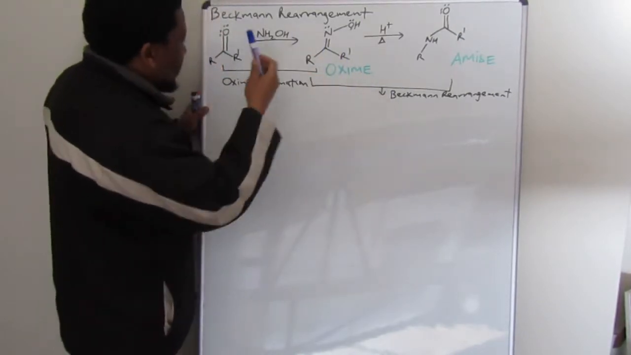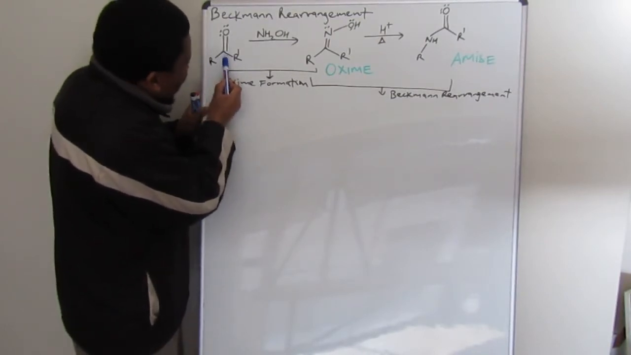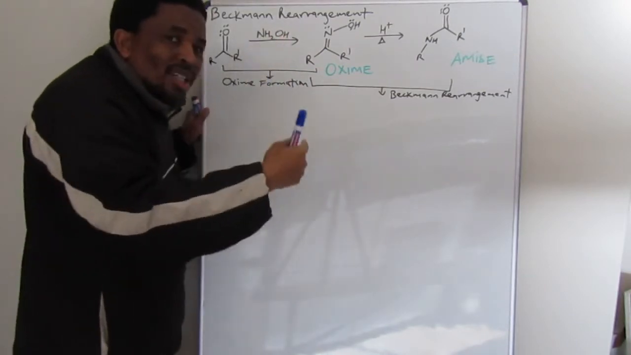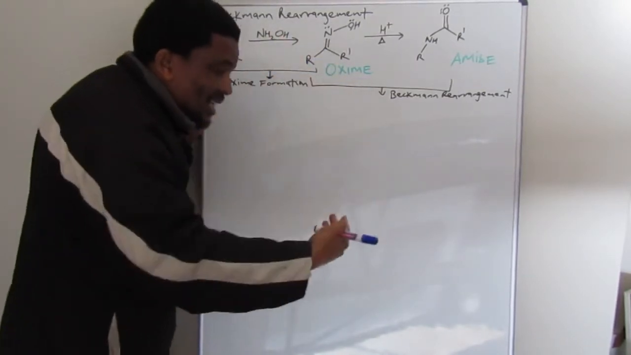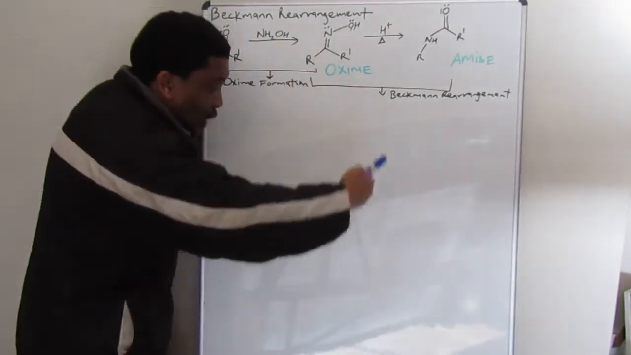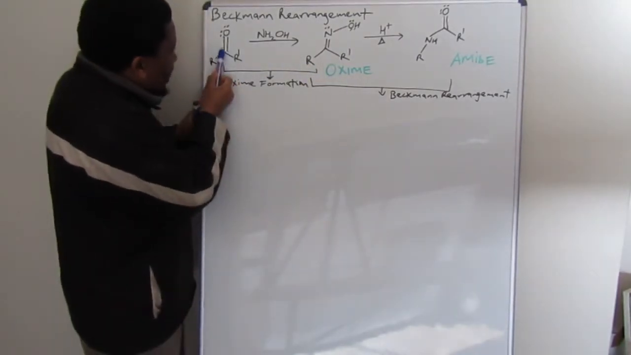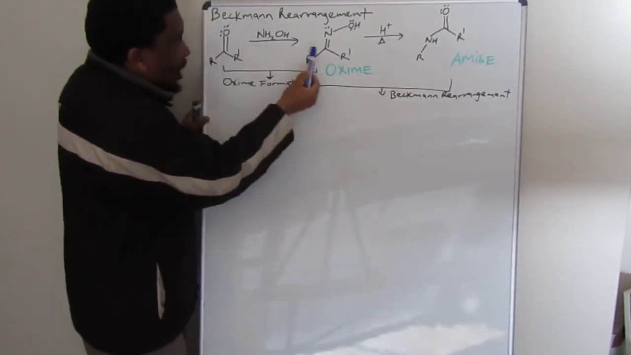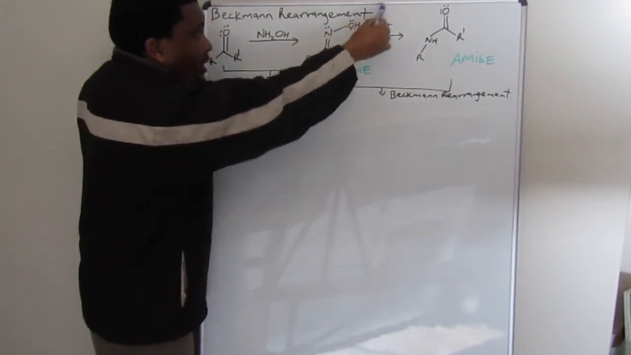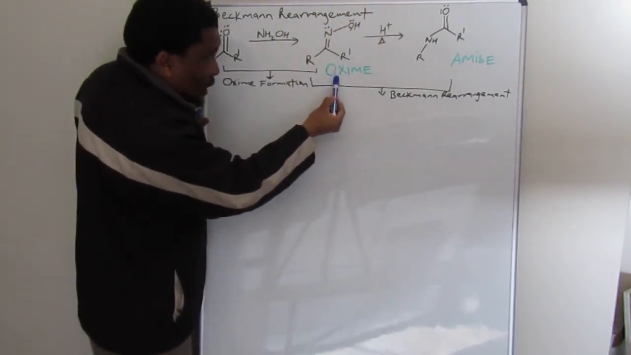First, you have your carbonyl compound. Your carbonyl compound is treated with hydroxylamine to generate an oxime. As you can see here, you've got a C double bonded to oxygen, and then here you've got your C double bonded to nitrogen, with an OH on that side. This structure is your oxime.